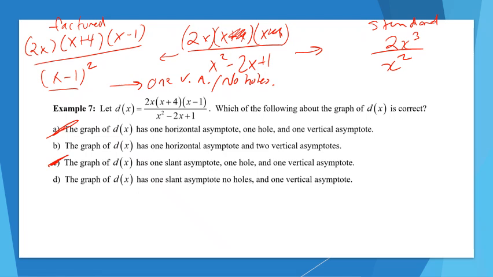And then it does have 1 vertical asymptote, so you could eliminate B, and you know D is the correct answer. It has 1 vertical asymptote. And here we see the degree is 1 more than the degree in the denominator, which means it should have 1 slant asymptote, no holes, and 1 vertical asymptote as well.